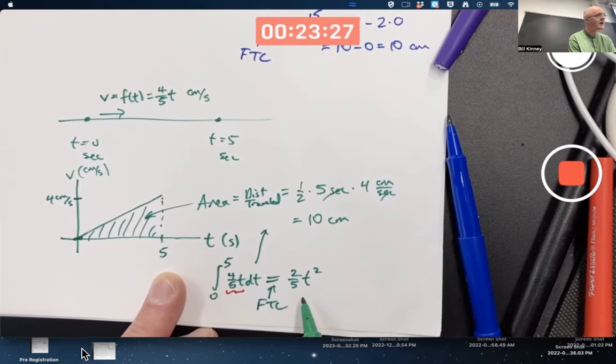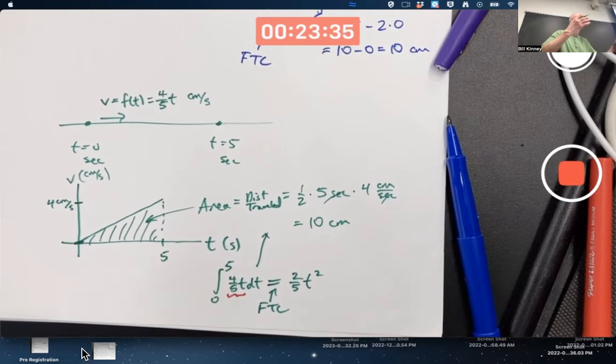That's an antiderivative. Do I need a plus c? No, because when I do the subtraction, the c would cancel anyway. When you do definite integrals, you don't need the plus c. So why do we emphasize plus c with indefinite integrals? It's because it's helpful for differential equations mostly, which we will talk about a little bit here before exam 3.